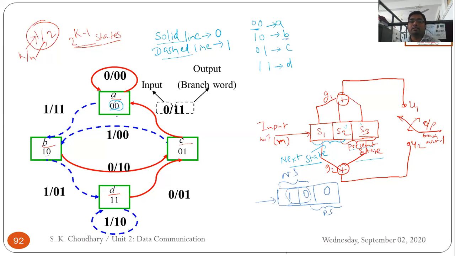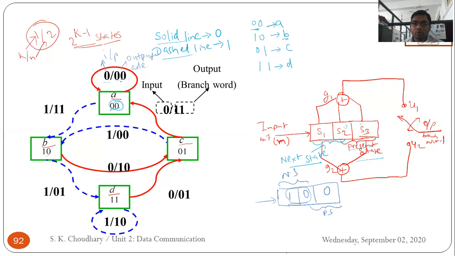So when you are at the 0, 0 state and you receive the input 0, you come back to your own state 0, 0. But if you receive the input 1, you come to the next state B, that is 1, 0. Now, what is the meaning after the oblique sign? This is the representation of the input bit. But this is your output code word.